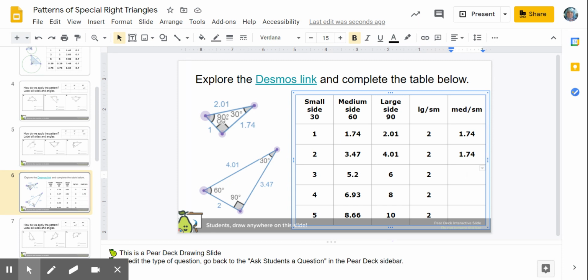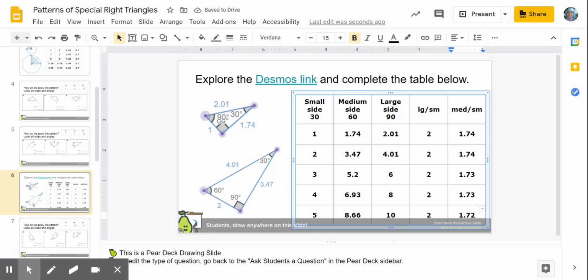It does. So if we do 5.2 divided by 3, we still get that 1.7. This rounds to 3. Desmos is not 100% accurate, so that's part of the reason why we've got some rounding issues. 6.93 divided by 4 is going to be 1.73. And 8.6 divided by 5 is again going to be 1.72.